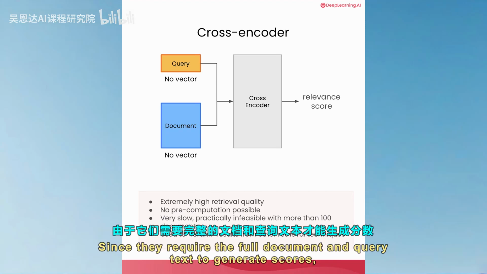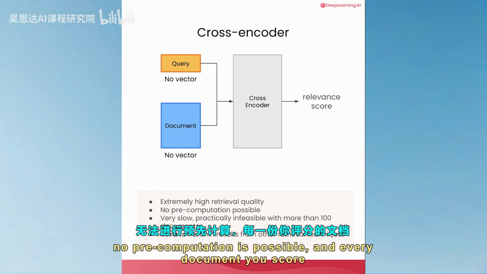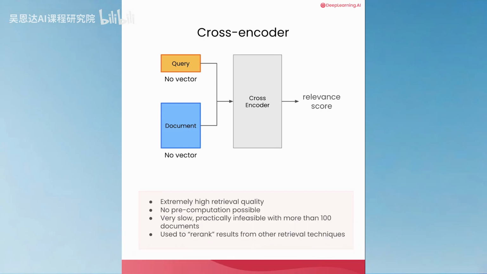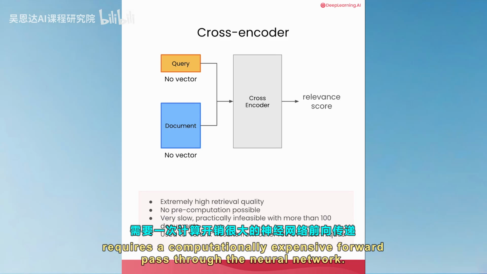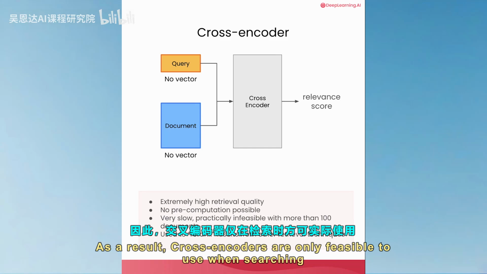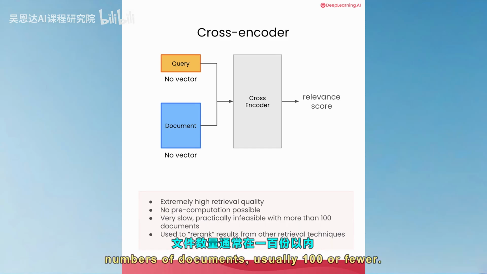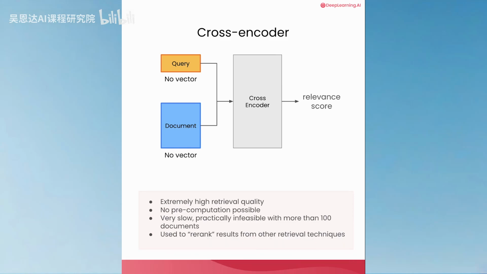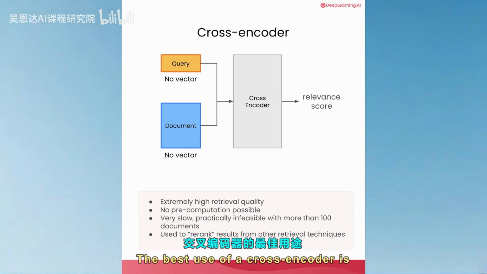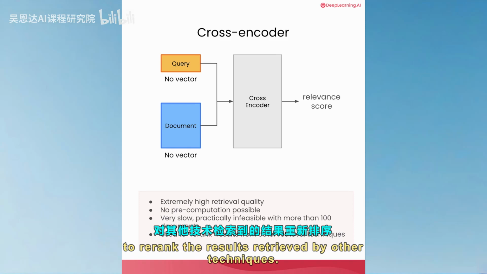Since they require the full document and query text to generate scores, no precomputation is possible, and every document you score requires a computationally expensive forward pass through the neural network. As a result, cross-encoders are only feasible to use when searching small numbers of documents, usually 100 or fewer. The best use of a cross-encoder is to re-rank the results retrieved by other techniques.